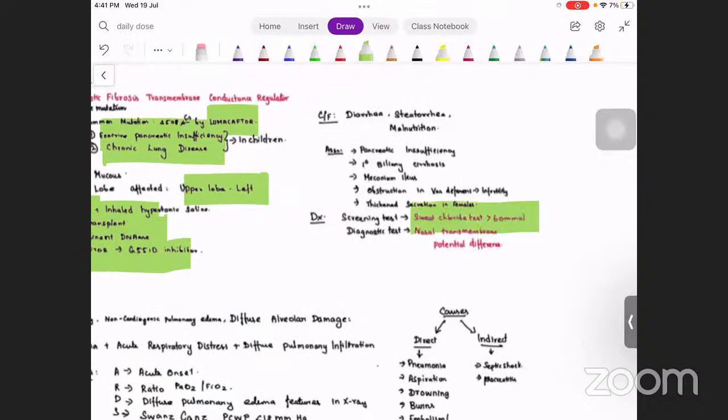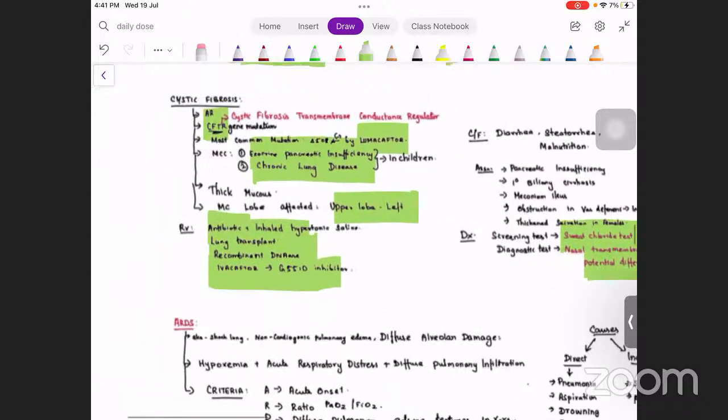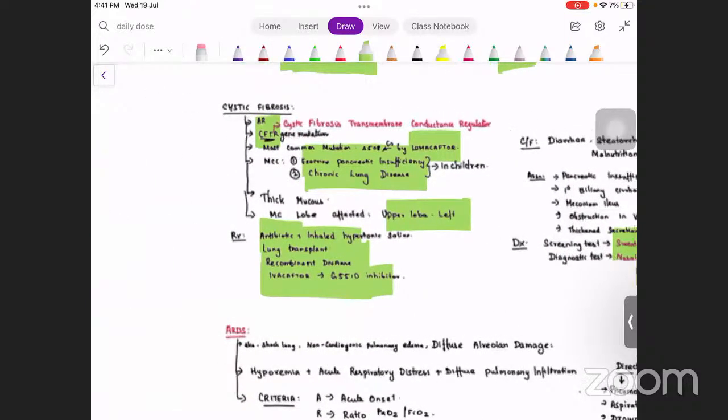Very, very important MCQ: sweat chloride test is used in cystic fibrosis. Diagnosis is by nasal transmembrane potential difference, which you can see. And apart from that, these are the important things you have to know about cystic fibrosis.